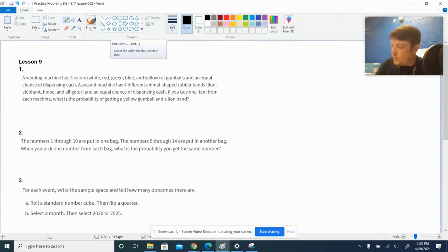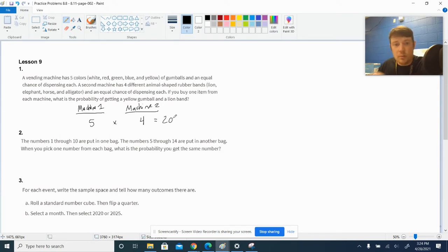All right, so let's see here. Probability. It probably would be a good idea to find out how many is going to be in the sample space. So on machine 1, how many outcomes could happen? Well, there's 1, 2, 3, 4, 5 colors, so 5. On machine 2, how many outcomes could happen? You got 4 different animal shapes. So that tells me there's going to be 20 outcomes.